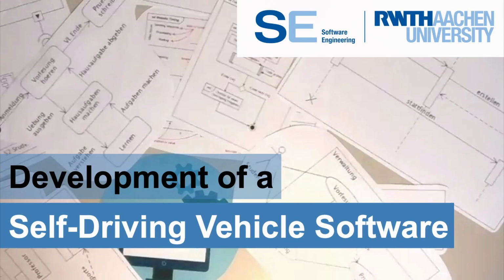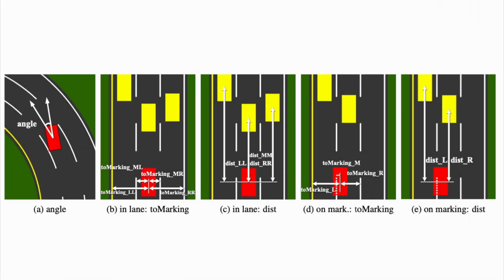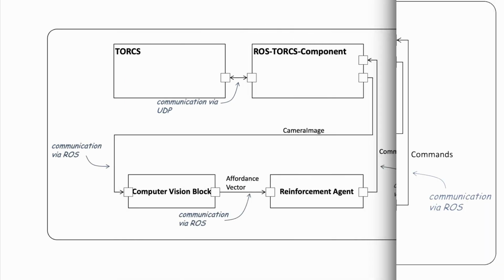This project's goal was the development of a self-driving vehicle software based on the direct perception principle. The direct perception principle uses a simplified intermediate information space compared to other driving control approaches. It only uses the distance to the lane markings with respect to the car axis, the distance to the preceding cars, as well as the angle between the axis of the car and the road as its input space.